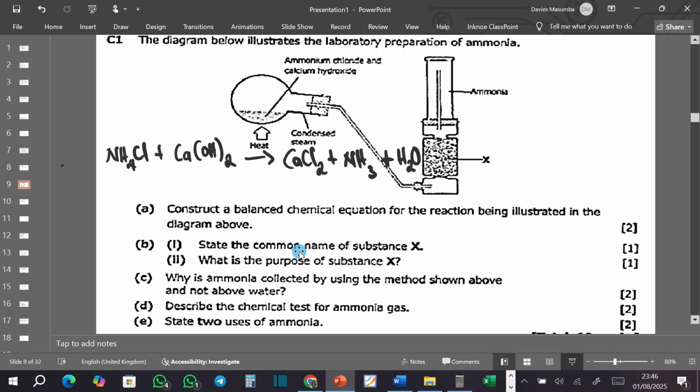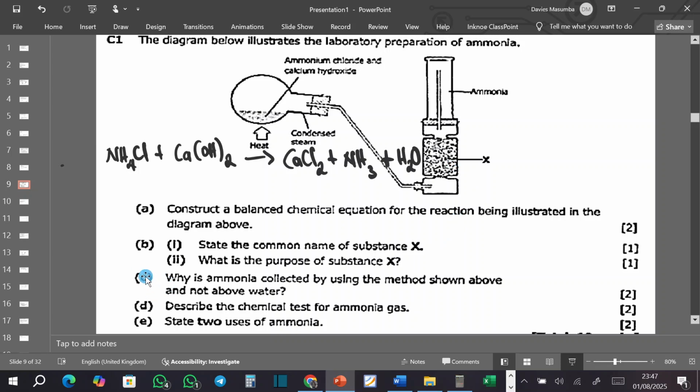State the common name of substance X. This substance X here is a drying agent which is used to dry, because when ammonia is formed, it goes with some water vapor, condensed steam here to carry, it will be wet going there. So when it comes here, it has to be dried by a substance which absorbs water. So it will be dried, then this one comes out dry. So that substance is the one they are asking for, the drying agent.